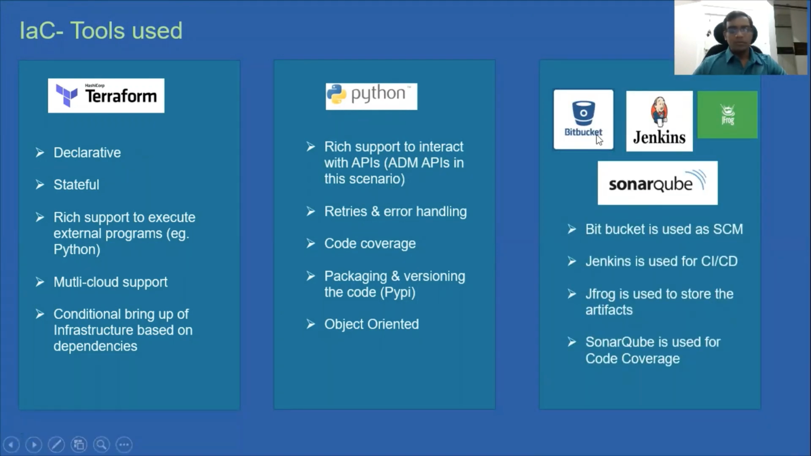For source control, we use Bitbucket. JFrog is used to store our artifacts. That is, the packaging artifacts from Terraform and Python are stored in the JFrog Artifactory. Jenkins is used for orchestrating the pipeline, and SonarQube for the code coverage.